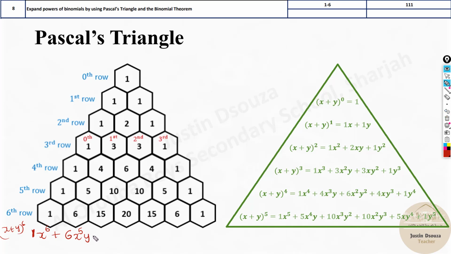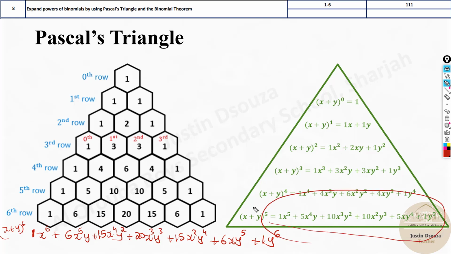Now this is y power 1. Plus 15, x power 5 minus 1 is x power 4, and y increases its power from 1, so it becomes 2. Plus 20, x cube, y power 3. Plus 15, x squared, y to the power 4. Plus 6, x power 1, y power 5. And lastly, we have 1. X is gone because its power is 0. It's 1 basically, and then you have y power 6. This is the answer. The previous one you can see over here, x to the power 5, same pattern follows. You can do it by yourselves, you can practice this.